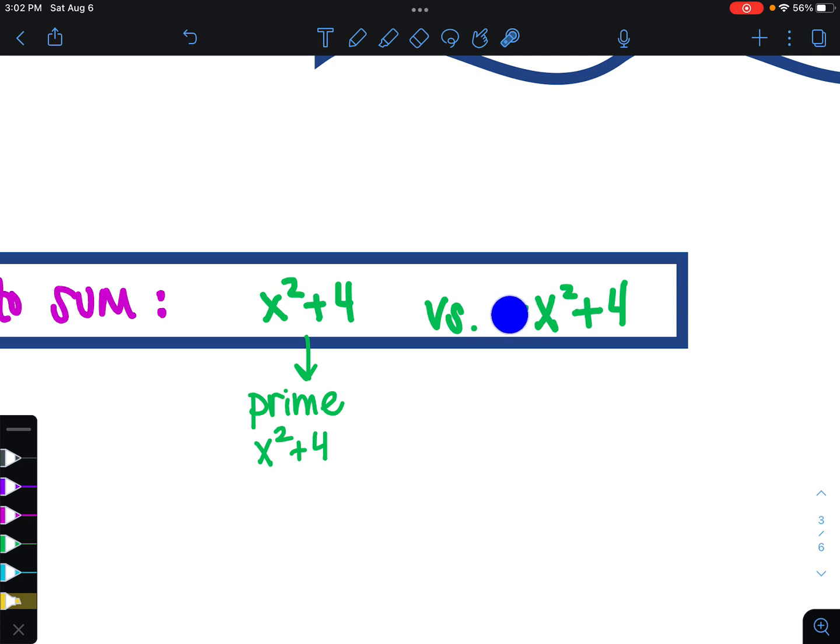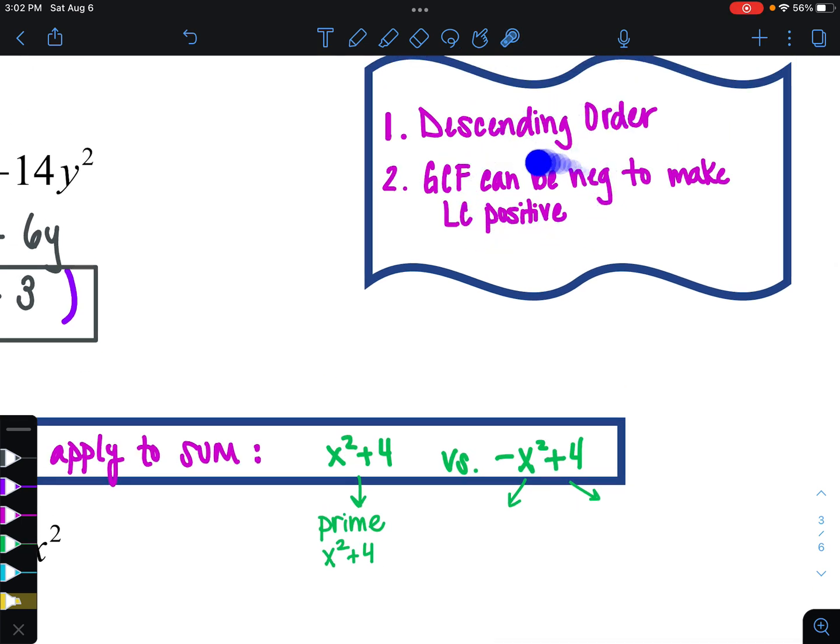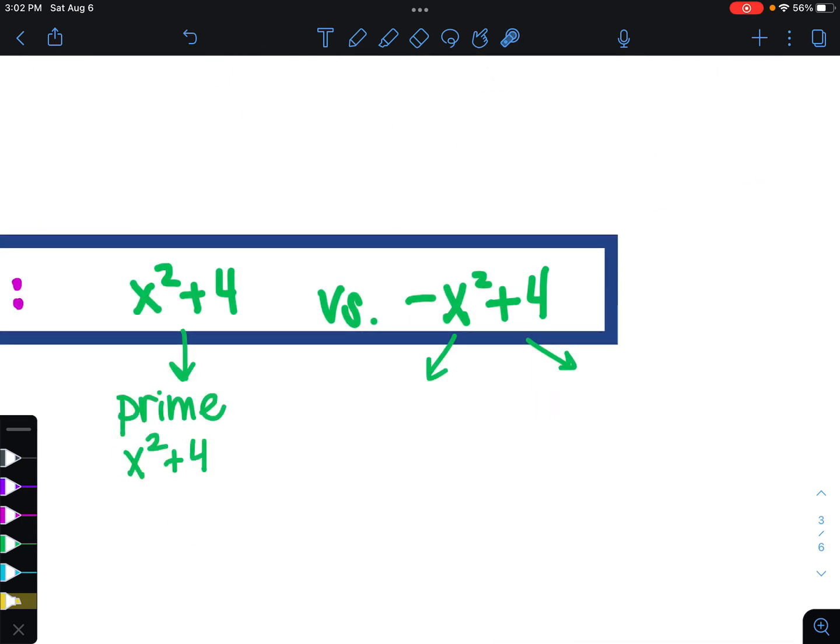Versus, if I were to put a negative out in front here, now we have one negative and one positive. There's a couple strategies we could use. Kind of taking what we did up here where we would rearrange it, we could possibly rearrange it into 4 minus x squared. Or we could take out a GCF of a negative 1, and then we'd be left with a positive x squared and a minus 4. So there's two different ways to think about it, giving you two options.